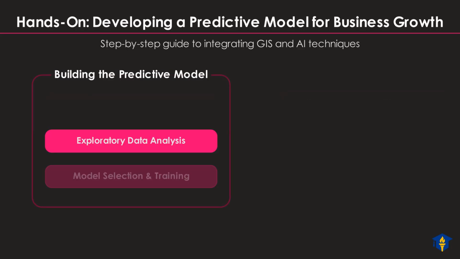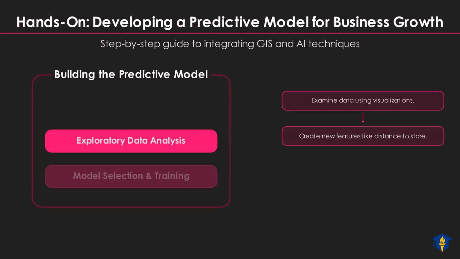Our second major task involves actually building the predictive model itself. This begins with exploratory data analysis, which helps us understand our data. We examine the data deeply using various visualizations to uncover initial insights and patterns. We also create new, impactful features, such as the distance to the nearest store.